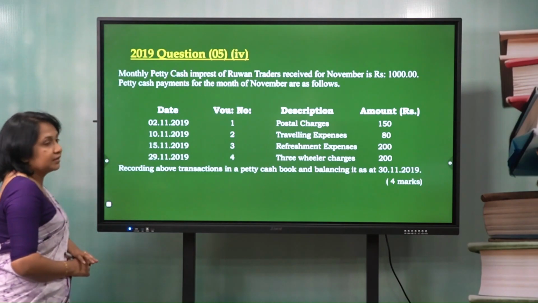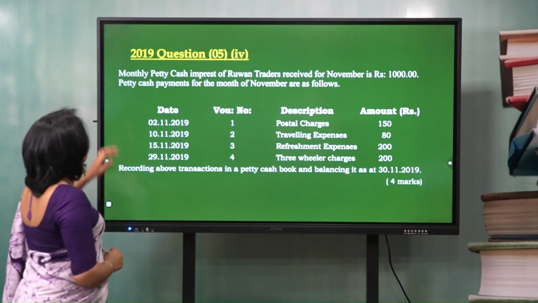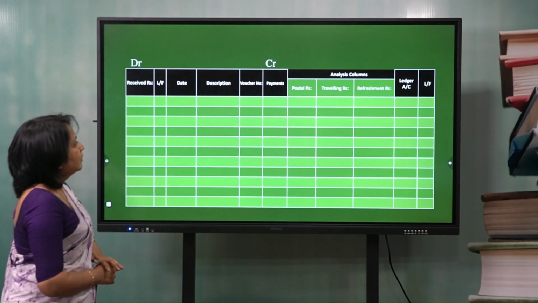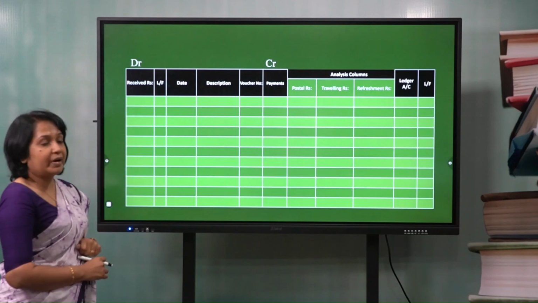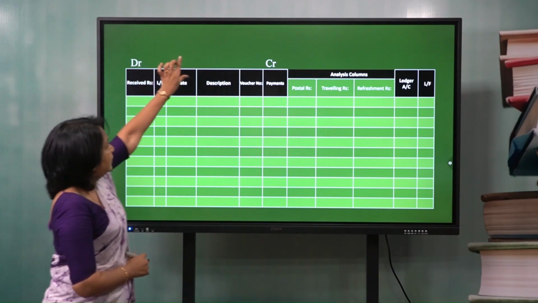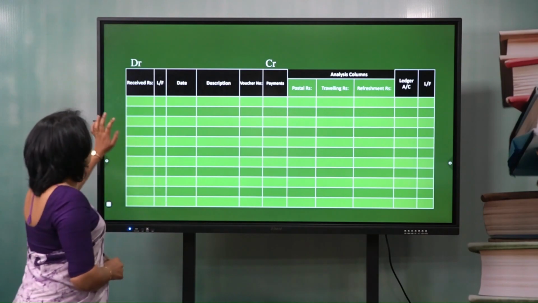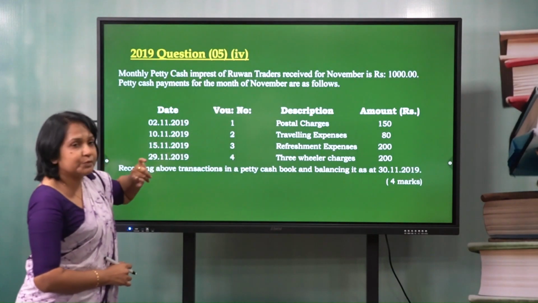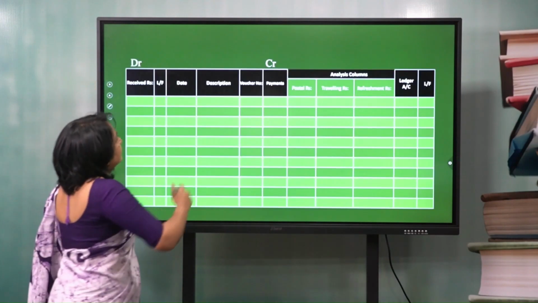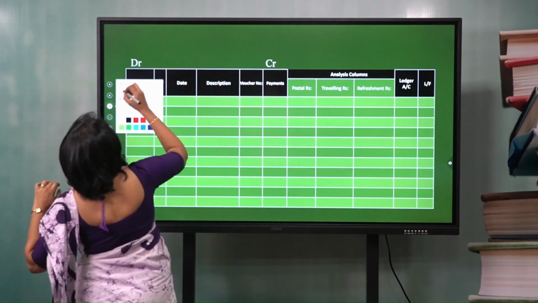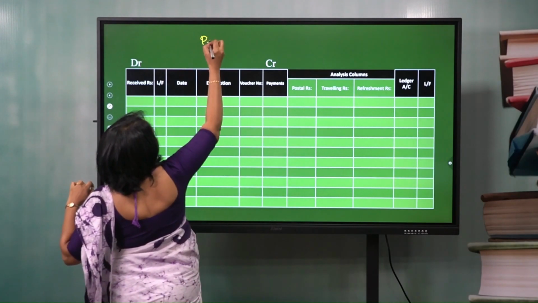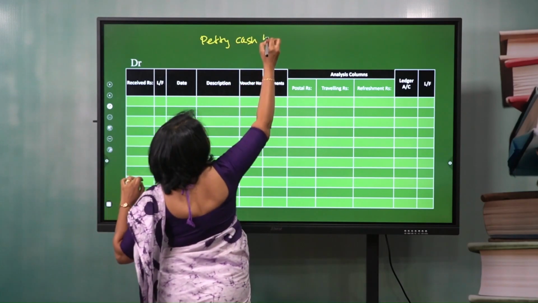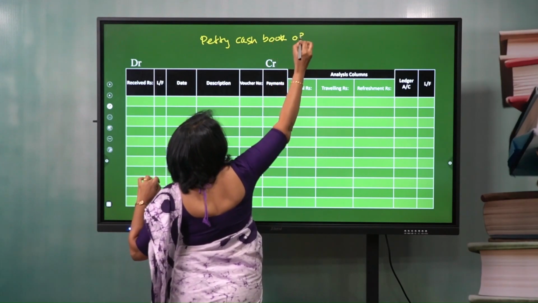Okay, children, now we see how we can record transactions. Now, in the exam, you have to draw the format in the answer paper, and for this format you'll be getting half a mark. And you have to write the name of the business and the name of this statement. So here, you write petty cash book of Ruan Traders.